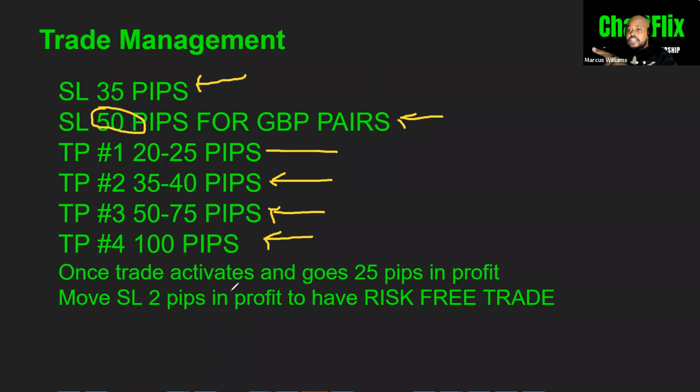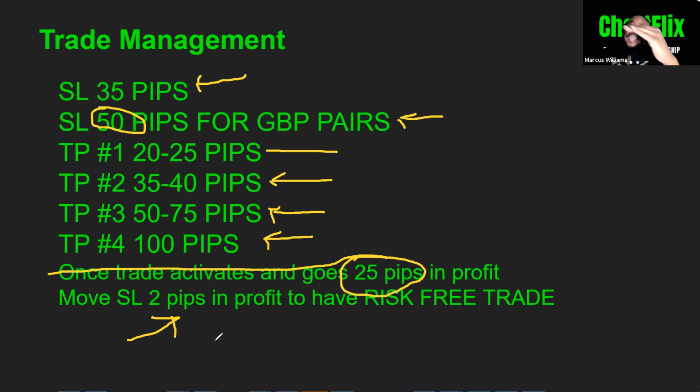This is what I wanted to tell you about trade management. When we send out a signal, the moment that I'm 25 pips in profit, I move my stop loss 2 pips in profit, which is more than likely going to give me at least a pip of profit, but it's going to break me even. And break even means if the trade comes back, we don't lose the trade.